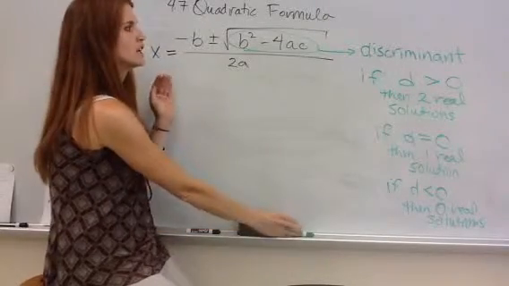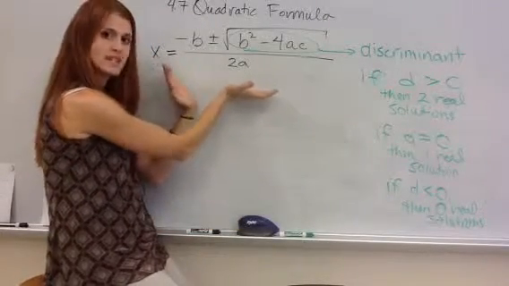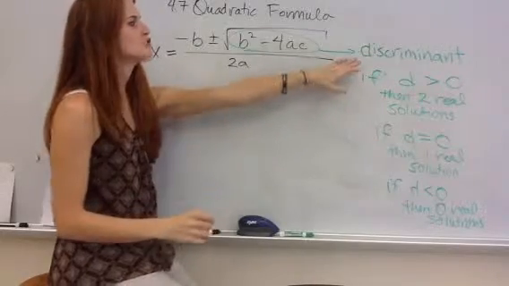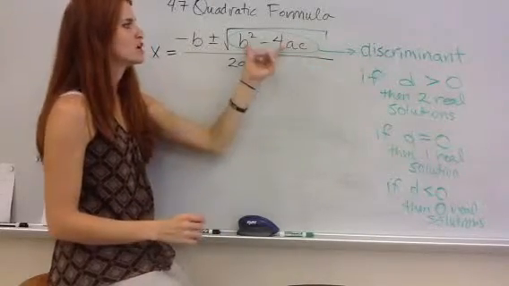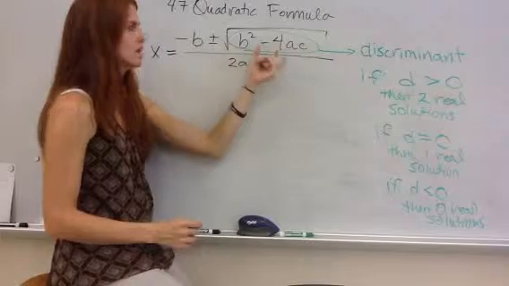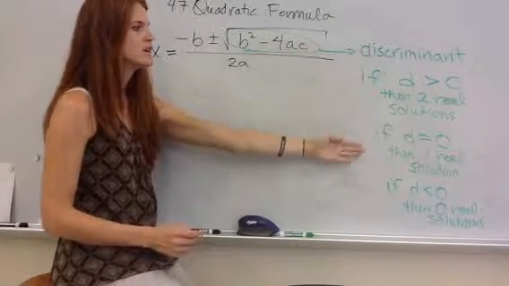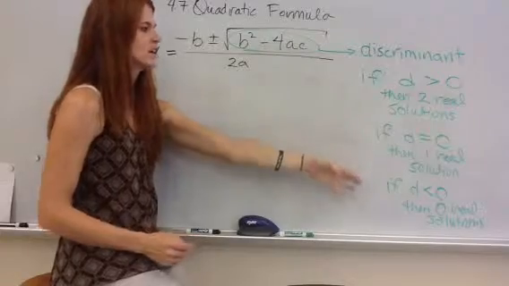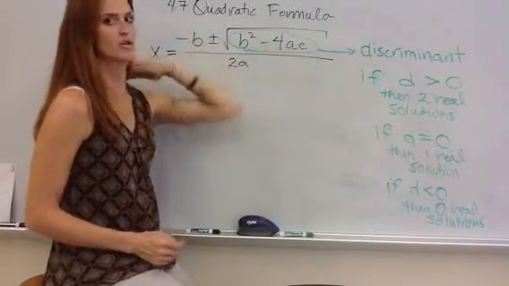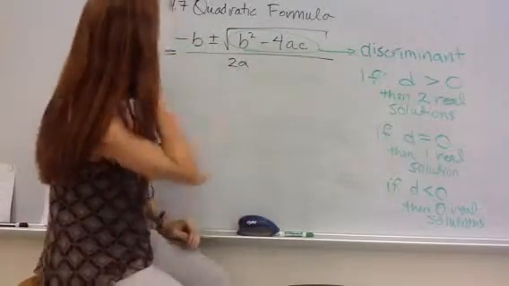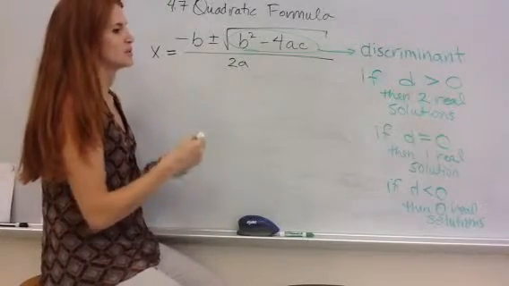So, the only things we need to know now are the quadratic formula itself, and then the discriminant. The discriminant is the part under the square root. If this number is bigger than 0, two real solutions. If it equals 0, one real solution, and if it is less than 0, then there are no real solutions. Alright, so now let's do some examples.